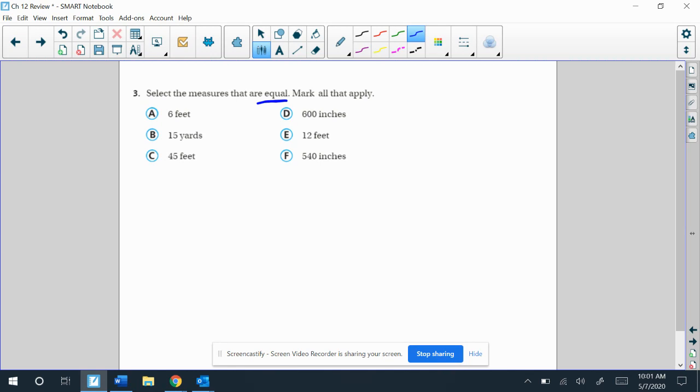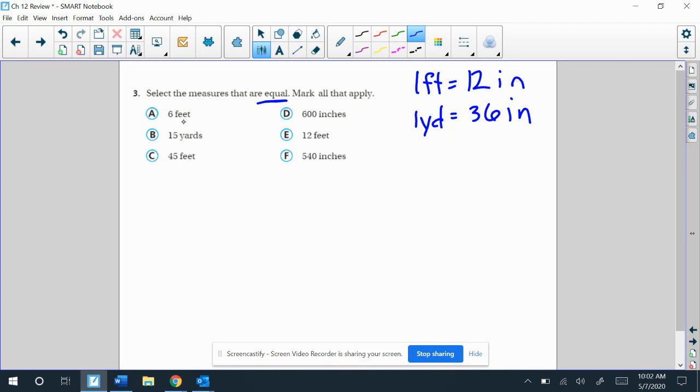Well, one way we could do this is we could solve each one and look at each one. Or the other way we could do it is to turn everything into the smaller unit. The smaller unit is inches. So 1 foot equals 12 inches. And 1 yard equals 36 inches. So we're going to use those two numbers to help us.